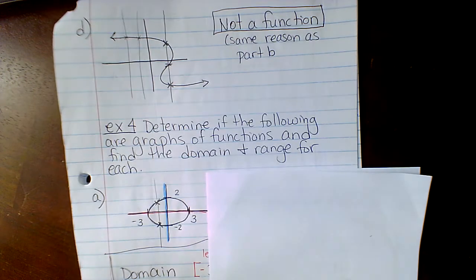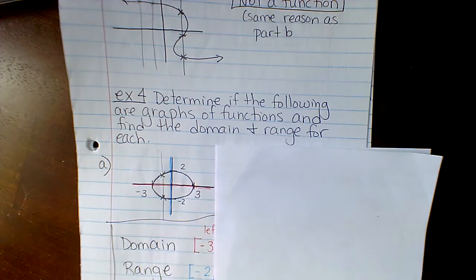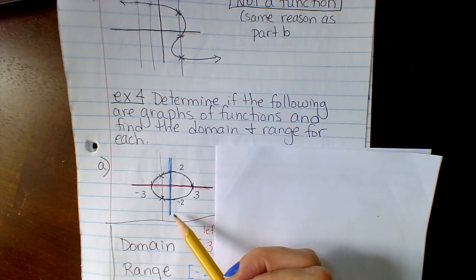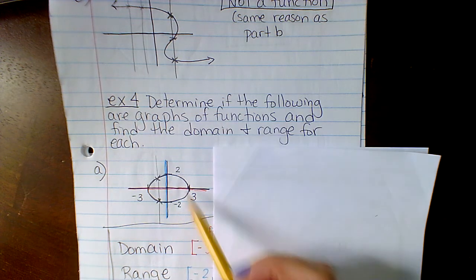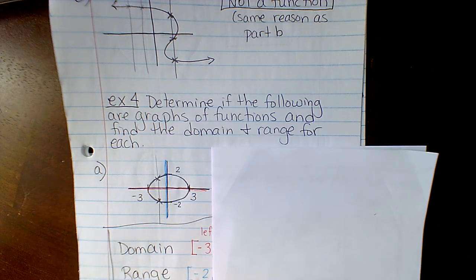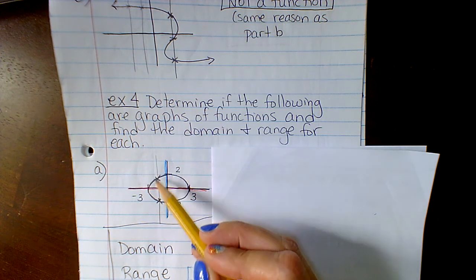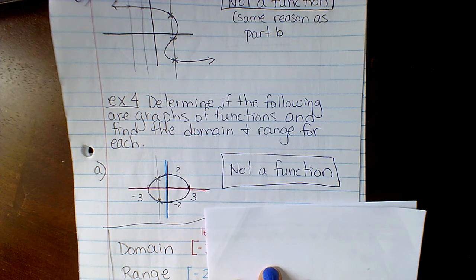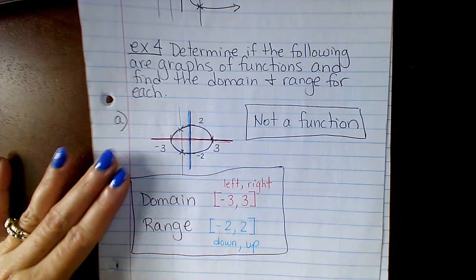All right. So let's determine if this graph right here is a function, and then find the domain and the range. Well, this one's similar to that circle that we did. You might remember from the previous page. We can see that vertical line right there hits it at more than 1 point. That's not a function.